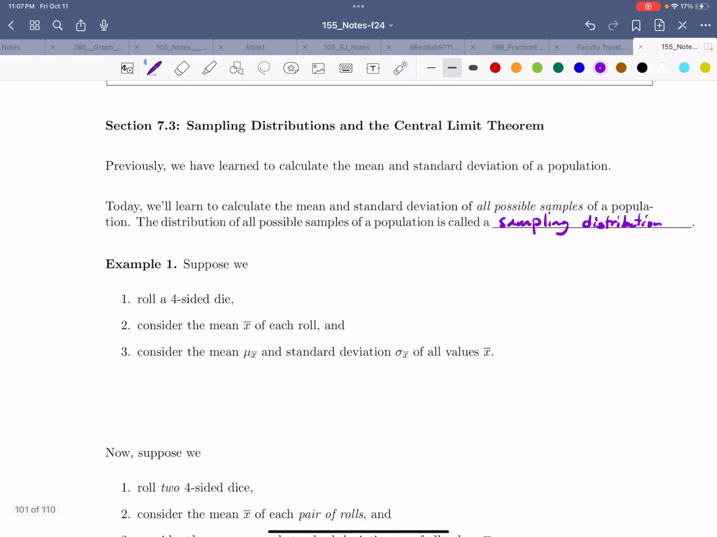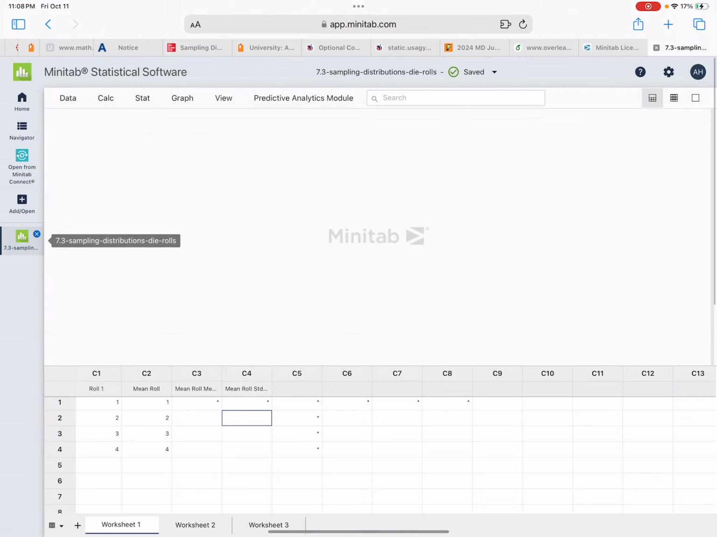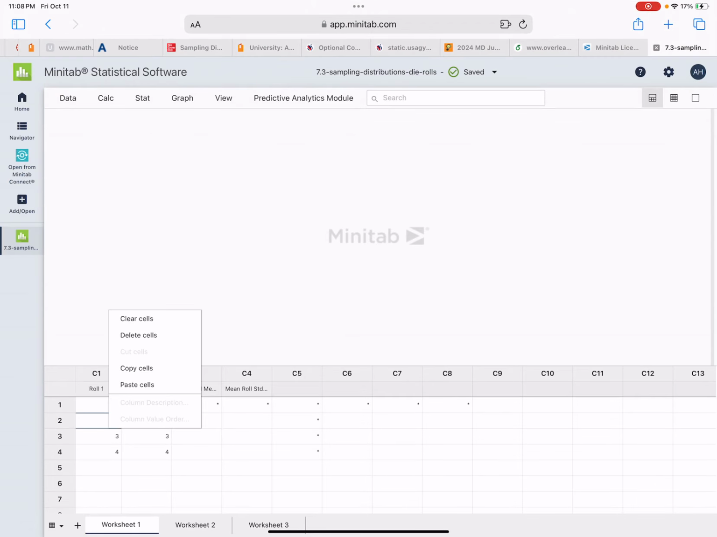The book has a really nice way of showing what's going on here. Consider rolling a 4-sided die. Yes, these dice exist. They're 4 triangular sides. I went ahead and created all possible rolls. What's the mean roll? Consider each of these rolls, 1, 2, 3, 4. What's the mean? Well, that's not too bad.